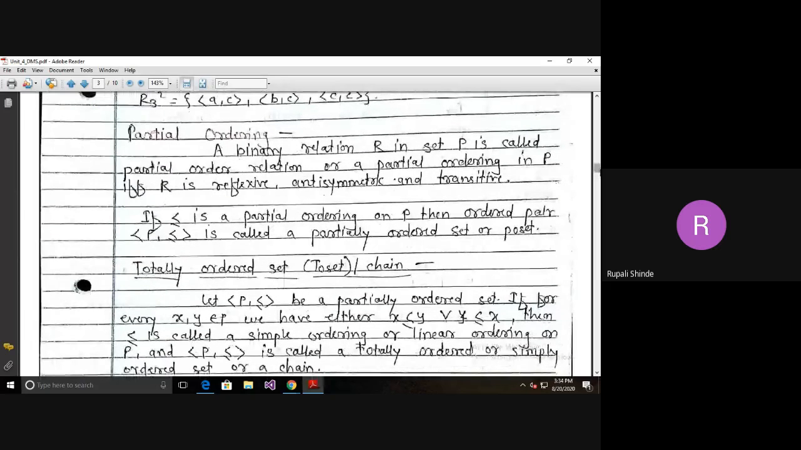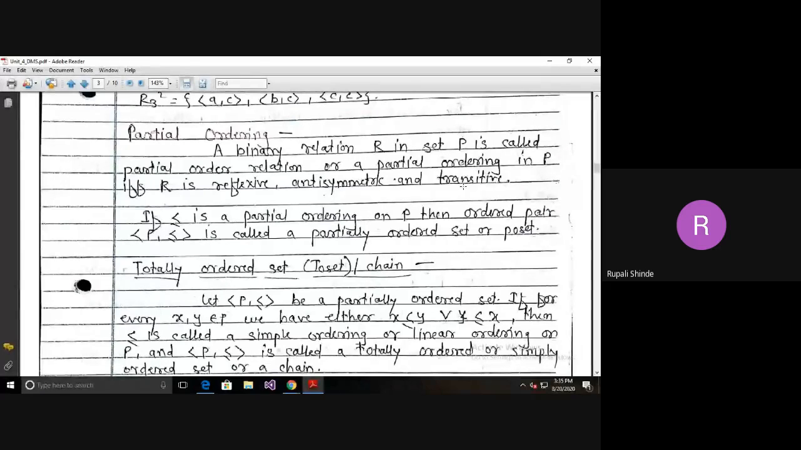Okay. Now we have to see the next most important part of this chapter, that is partial ordering. So what is the definition for partial ordering? A binary relation R in set P is called a partial ordered relation or partial ordering in P if and only if R is reflexive, antisymmetric and transitive.